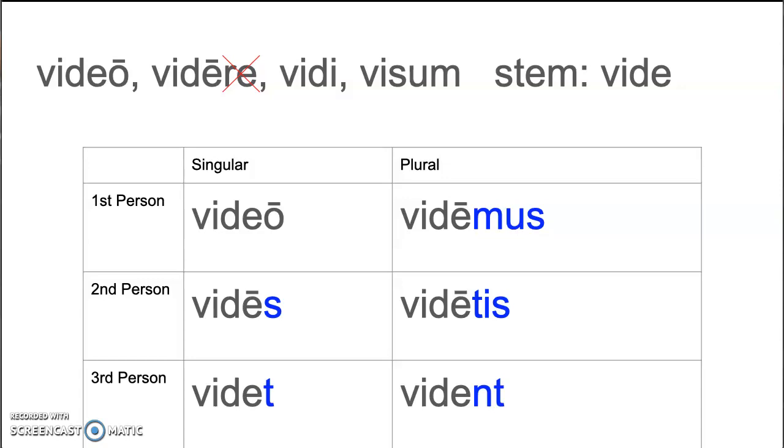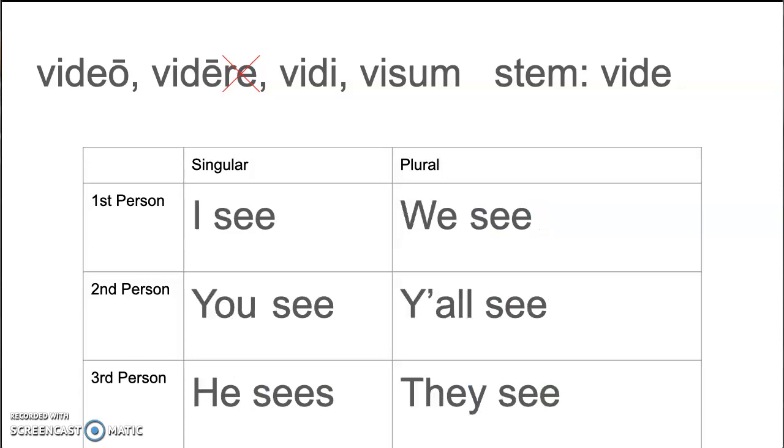Finally, translation is just as you would expect. I see, you see, he, she, or it sees, we see, y'all see, they see. And that, friends, is how we conjugate a second conjugation verb in the present tense.